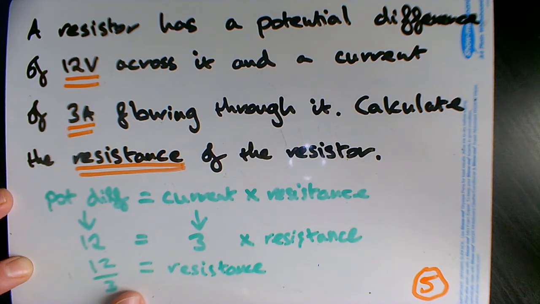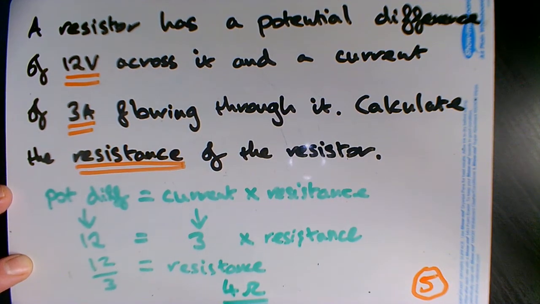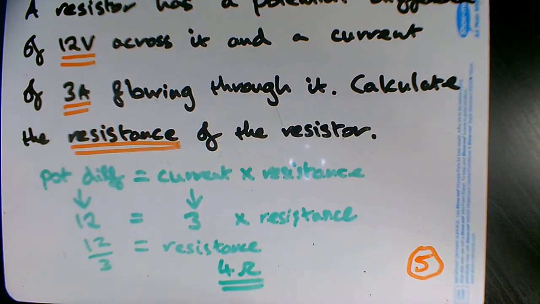Never leave your answer as a fraction in physics. We don't like it because it means it's accurate to infinity, which isn't possible. So 12 divided by 3 is equal to 4. So my resistance is actually equal to 4 ohms. Now that's just going off the bottom of the screen. Let's just move that up ever so slightly so we can see.